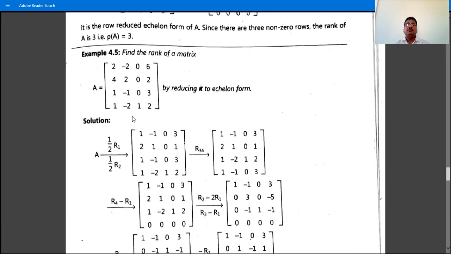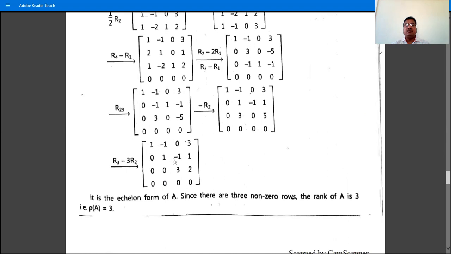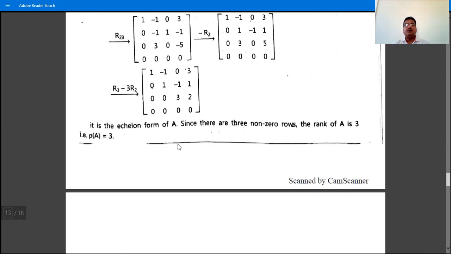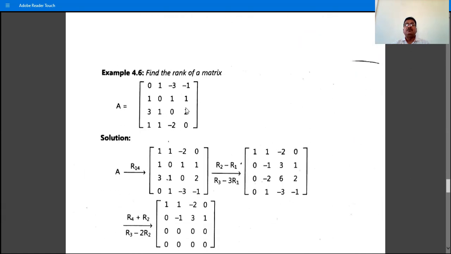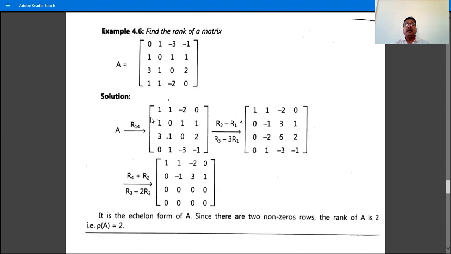Similarly, find the rank of the matrix by reducing it to its echelon form or row echelon form. This is the row echelon form. This is not reduced row echelon form. This is just row echelon form. And again, the number of non-zero rows is 3, and therefore the rank of A is 3. So find the rank of this matrix by reducing it to row echelon form or reduced row echelon form. So this is the echelon form, and there are 2 non-zero rows, therefore the rank of A is 2.